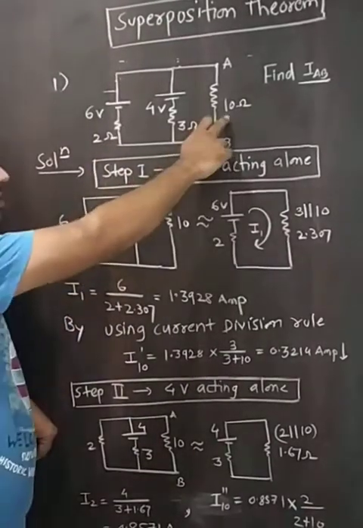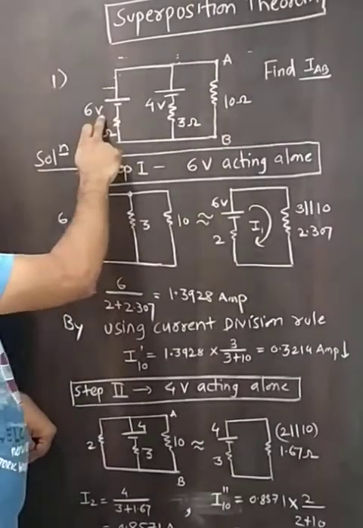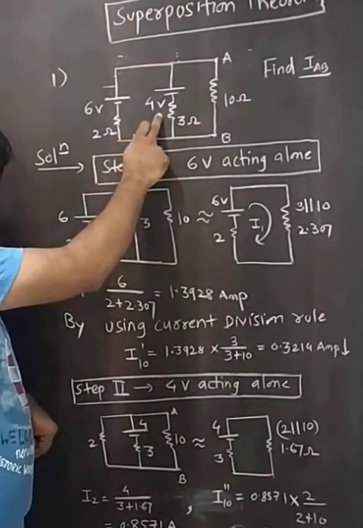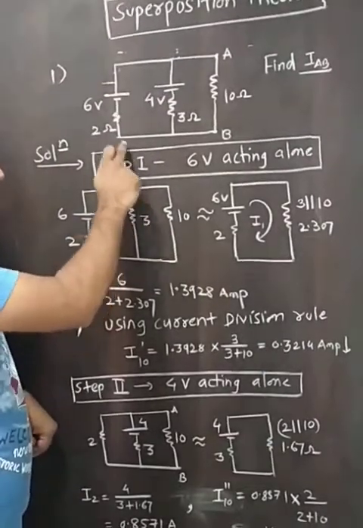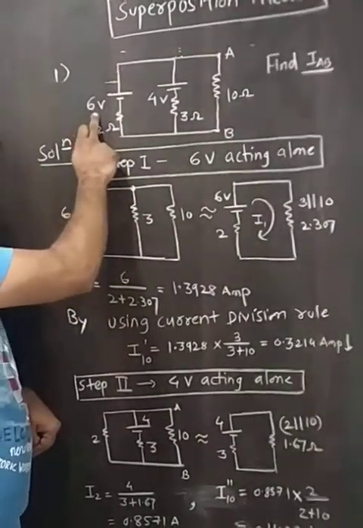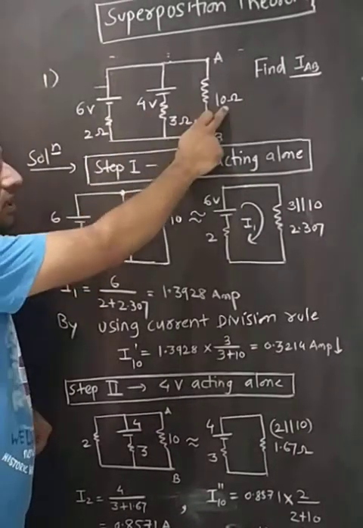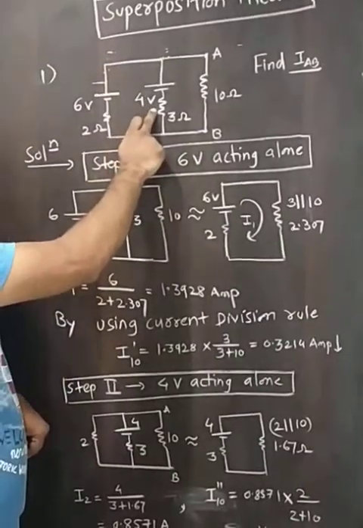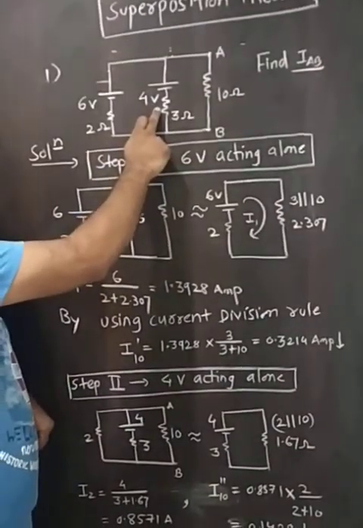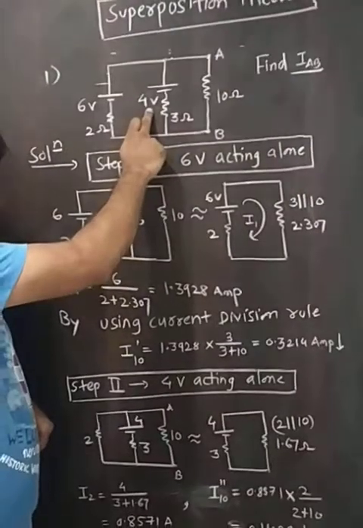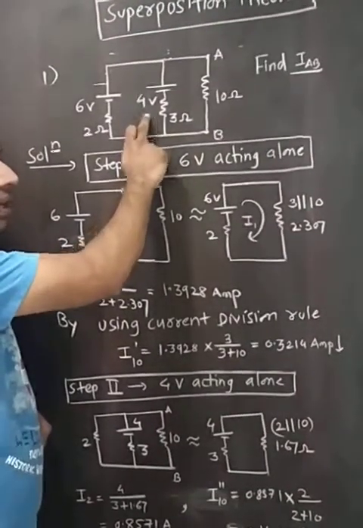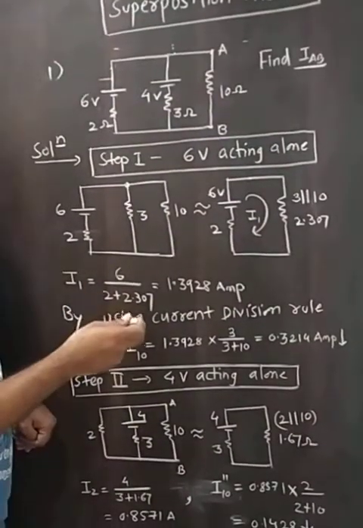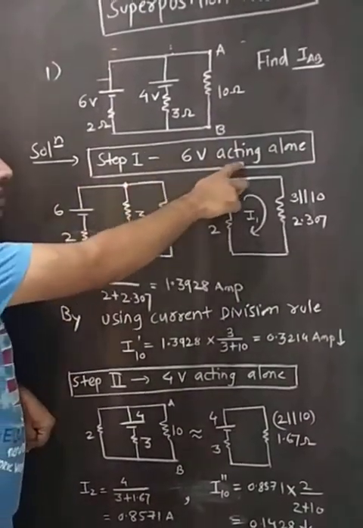Now the current flowing through this 10 ohm branch is because of the 6 volt and the 4 volt voltage source. So first we will find the amount of current flowing through this 10 ohm branch because of 6 volt. Then in the next step we will consider 4 volt only and find the current flowing through this 10 ohm branch because of this 4 volt. Then we will find the total current flowing through the 10 ohm branch, that is nothing but the algebraic sum. So in the first step we will consider only 6 volt.